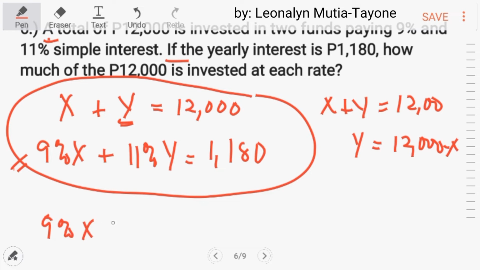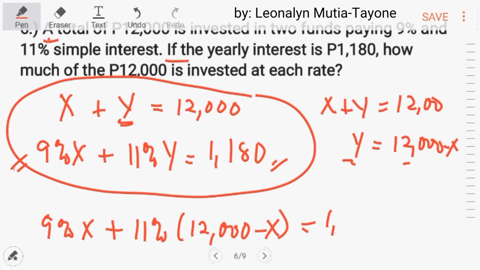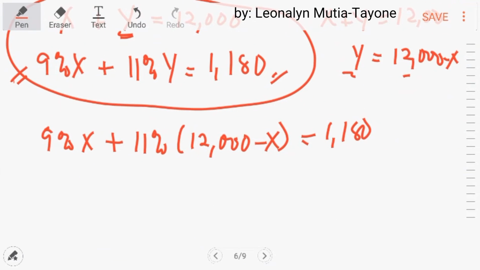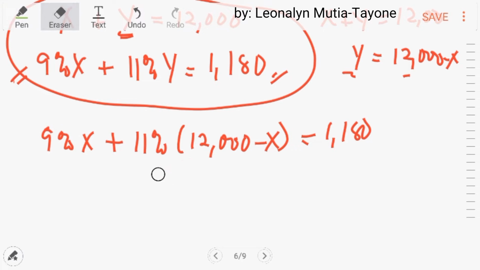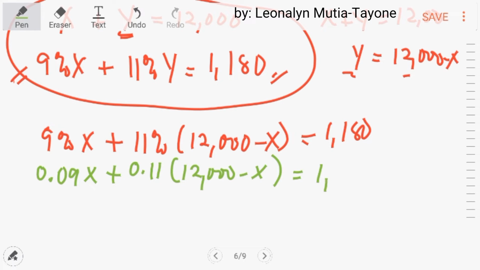So, ang next equation natin, 9% of X plus 11% of Y, which is 12,000 minus X, equals 1,180. Next, solve muna natin ito. And i-convert muna natin. Gawa tayo ng ibang kulay para mas klaro lang. So, i-convert muna natin. This will be 0.11 and this will be 0.09 X plus 0.11 times 12,000 minus X equals 1,180.